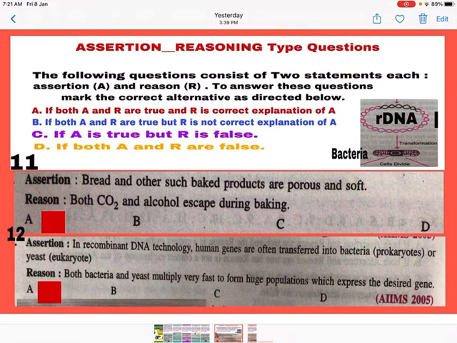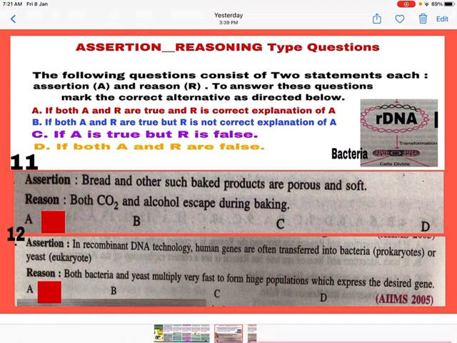Assertion: Bread and other such baked products are porous and soft. Yes. Bread is porous and soft, बिल्कुल करेक्ट स्टेटमेंट है। रीजन देखिए क्या है, both carbon dioxide and alcohol escape during baking, करेक्ट स्टेटमेंट है। क्या करते हैं इसके अंदर, देखिए डो में ईस्ट मिलाया जाता है, फर्मेंटेशन रिएक्शन होता है, as a result carbon dioxide and alcohol is produced, और जब ये एस्केप होते हैं तो it makes the bread porous and soft। So here A is correct, R is correct and R is the correct explanation for A, so mark A. Come to question number 12.